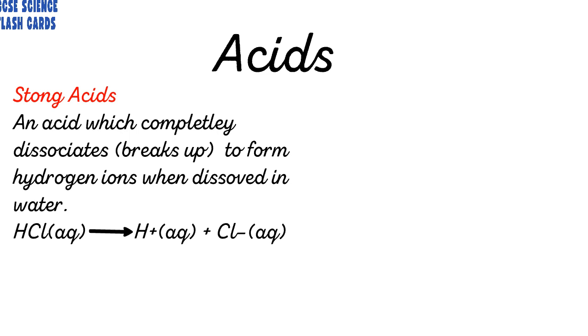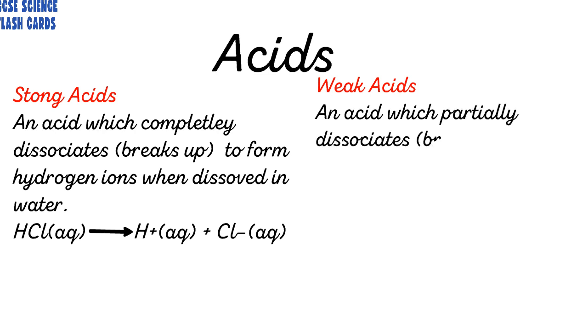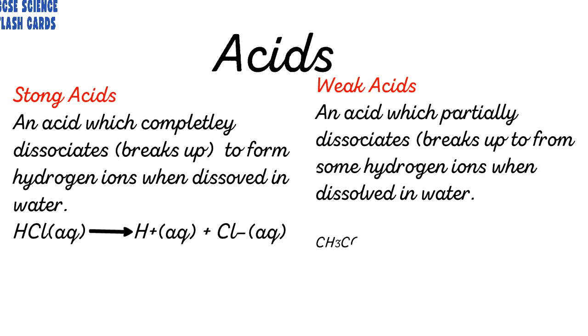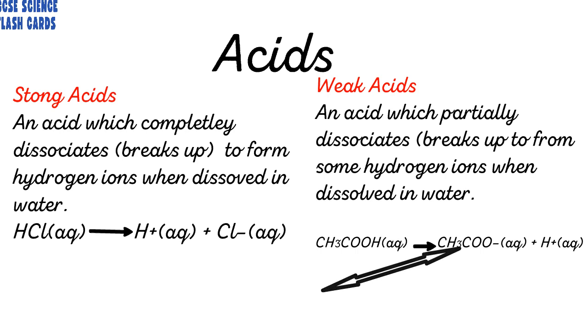A weak acid, as you've guessed, is one which doesn't completely break up in a solution. For example, ethanoic acid, aka vinegar, when added to water or in a solution, will split up, or partially split up, to give you CH3COO-, the ethanoate ion, and H+.